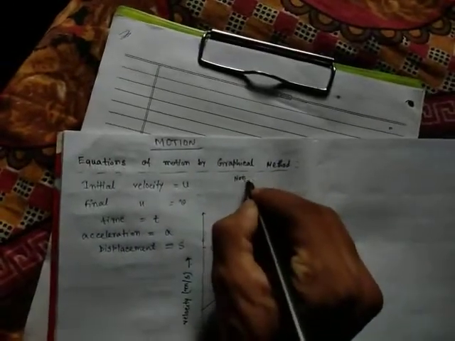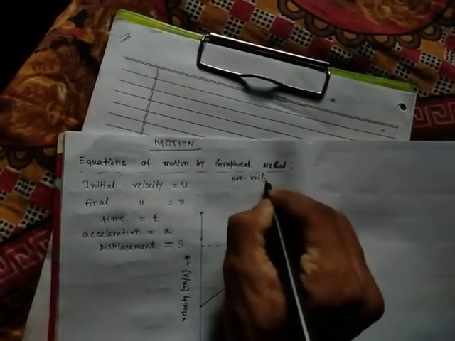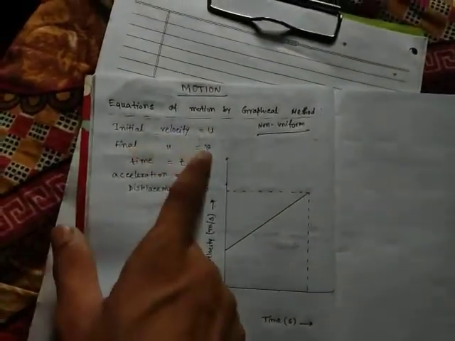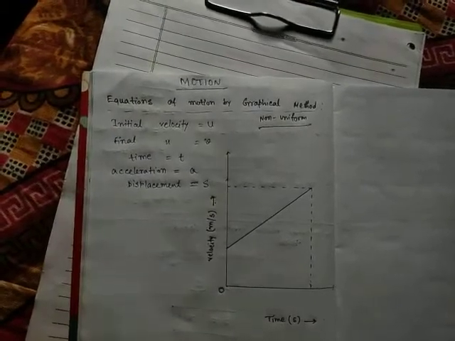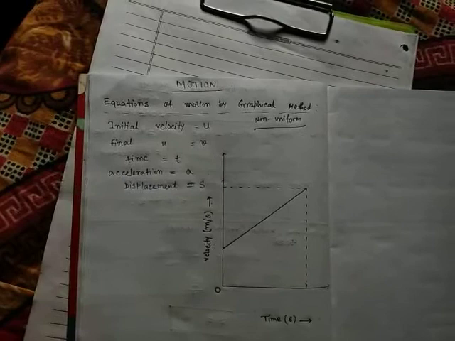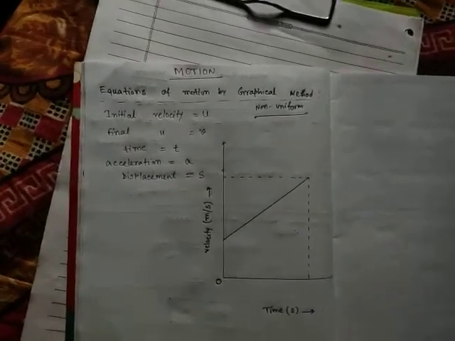These equations are for non-uniform motion. Non-uniform motion means there must be an acceleration. Obviously, initial velocity u and final velocity v means velocity is changing. That means there is a particular value of change in velocity, so there must be an acceleration.